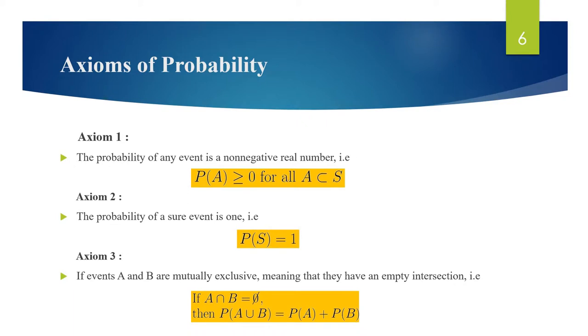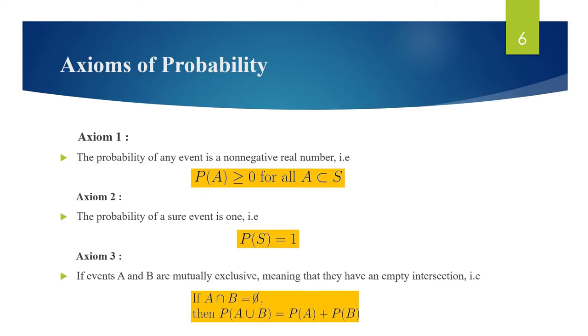So let's move on to the next topic, which is axioms of probability. There are 3 axioms of probability. The first axiom of probability is that the probability of an event is a non-negative real number. That is, probability of A is greater than or equal to 0 for all A, which is a subset of the sample space S. So this means that the smallest that a probability can ever be is 0 and that it cannot be infinite. One thing to note is that this axiom says nothing about how large the probability of an event can be.